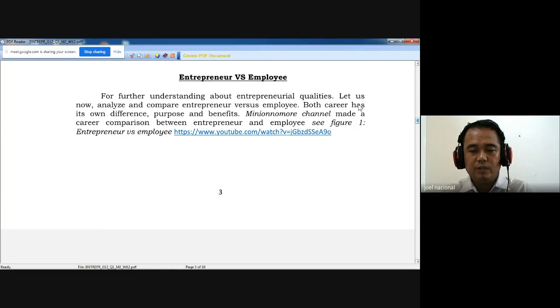Both careers have their own differences, purposes, and benefits. Minion No More channel made a career comparison between entrepreneur and employee. See figure 1, entrepreneur versus employee. In this, okay, you're going to make use of your module. Just type this one.